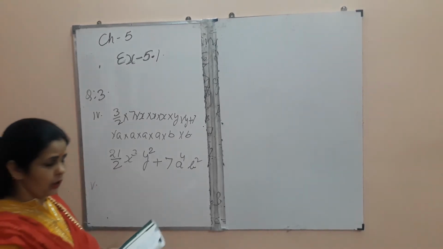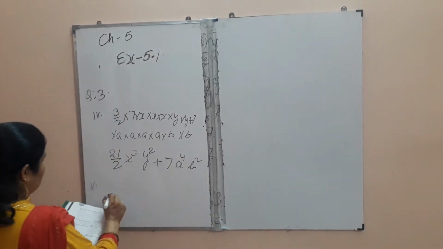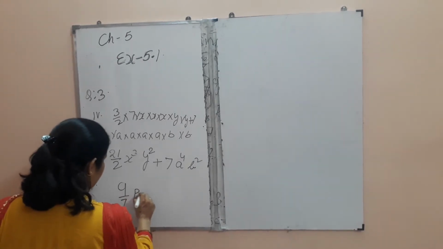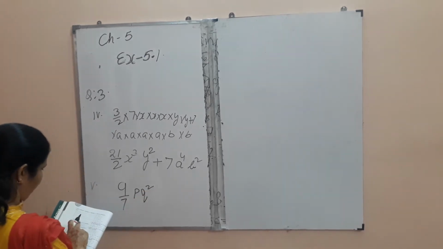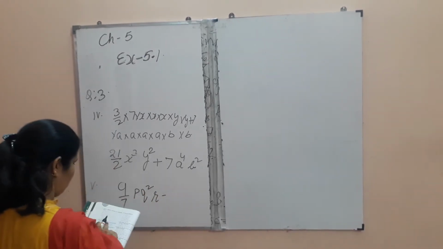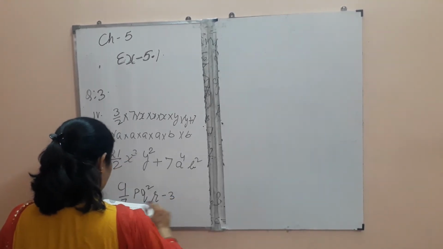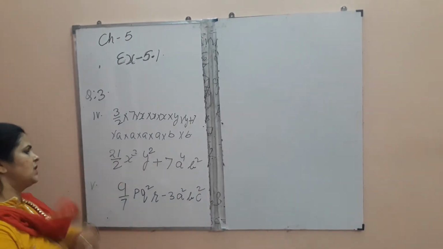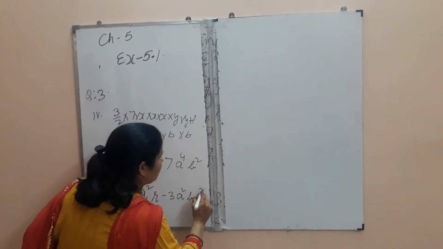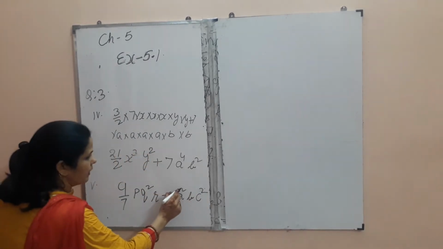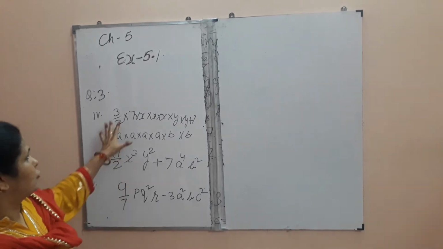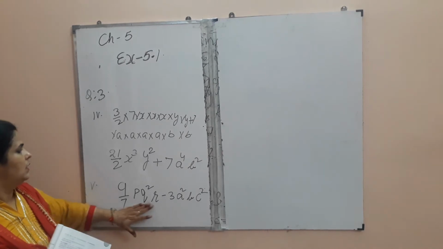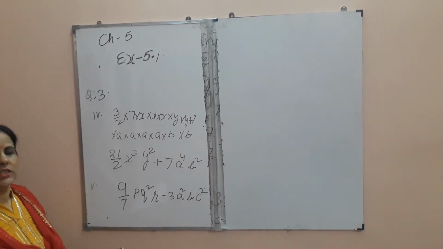See the question from the book only. I'll only solve it. So 9 by 7 p q square r minus 3 a square b and c square. As many times as the variables are multiplied, that will be their power, and for the constants, if two constants are together they will be multiplied, otherwise they will be written as they are, and the variables will be written in their exponential notation.